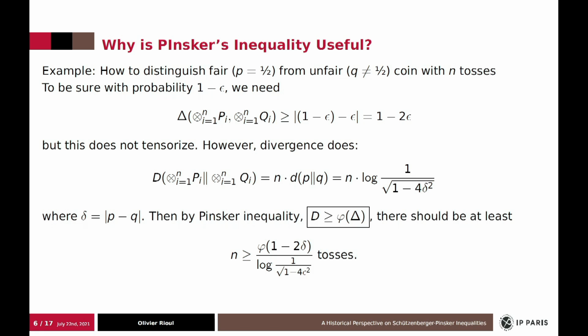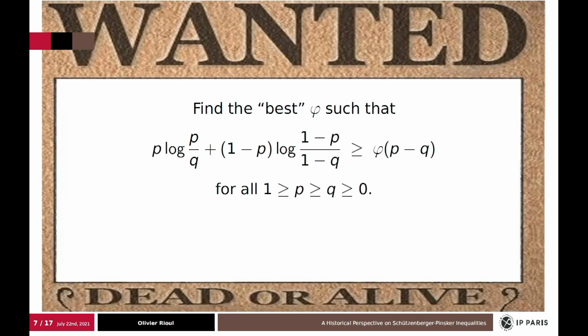useful. All right. So to summarize, finding the best Pinsker inequality is finding the best function phi, so that this inequality holds for any parameters p and q between 0 and 1. Which seems like a very simple exercise, but it's not, right? So I will just make a historical review of this.